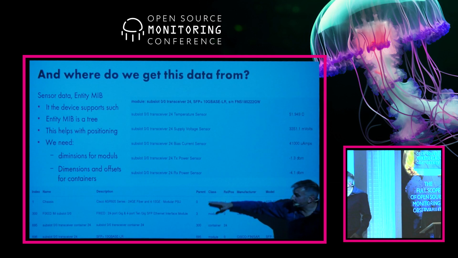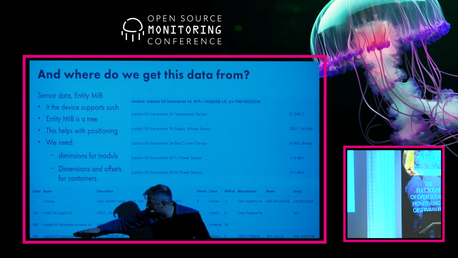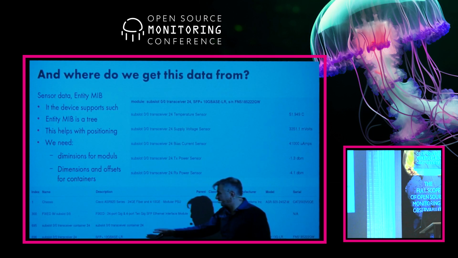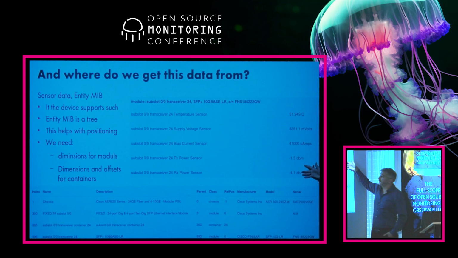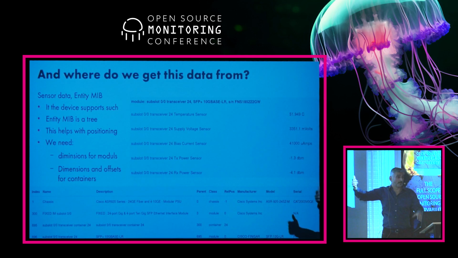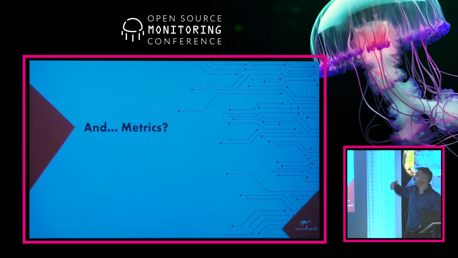This is part of the chassis we have seen before. We see a chassis, a subslot, a transceiver there, and the transceiver is an SFP with 10 gigabits, and these are the sensor data we have, and this is the loss we have performance-wise on the fiber. With this data, we are rendering what you are seeing.